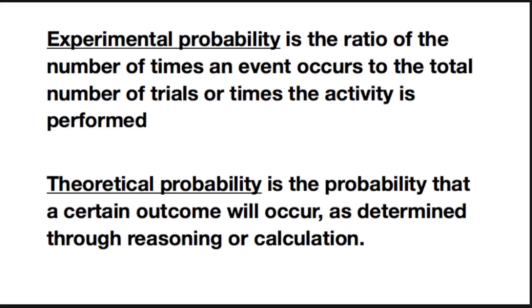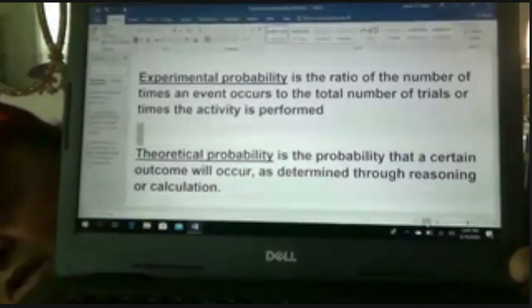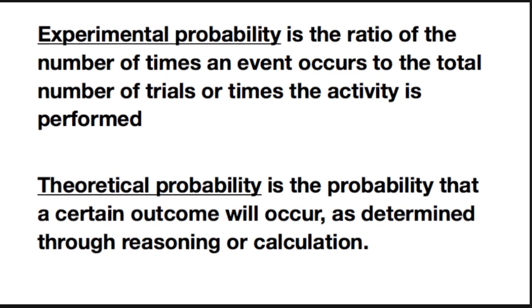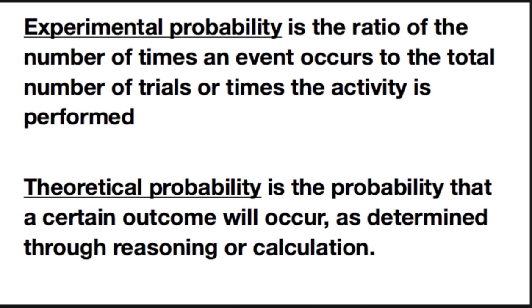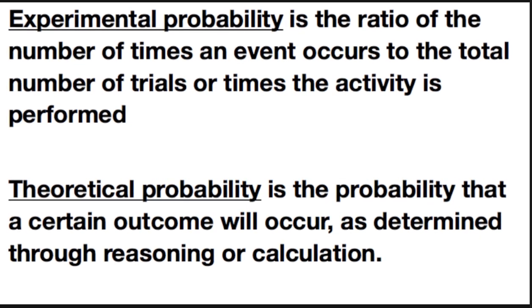But experimental probability is the ratio of the number of times an event occurs to the total number of trials times the activity is performed. And I'm trying to read this backwards on the screen. But what that basically means is how many times something happens when you actually do an experiment. Theoretical probability is the probability that a certain outcome will occur as determined through reasoning or calculation. I'm going to give you a couple of quick examples, and we're going to talk about this.